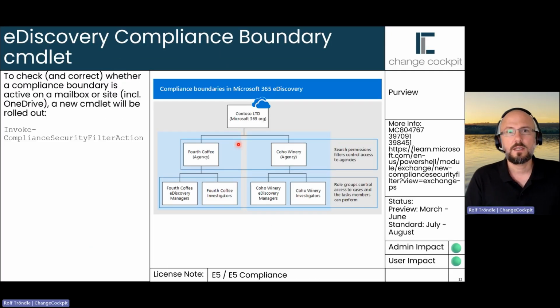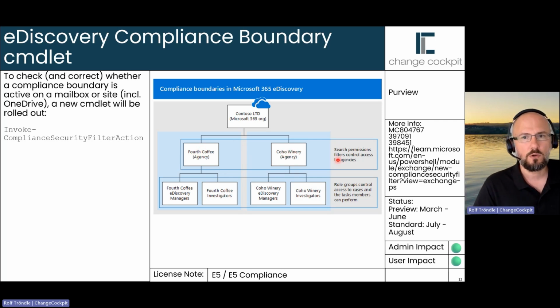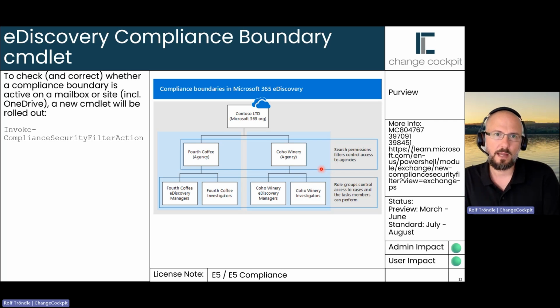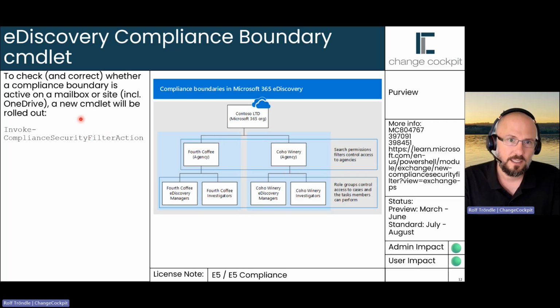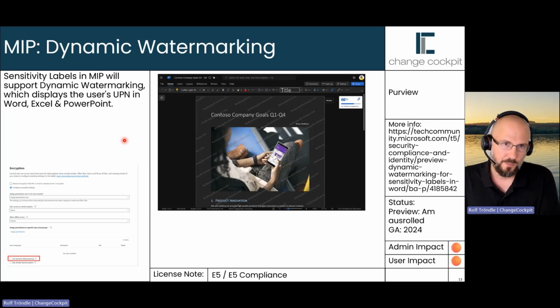Then e-discovery, the compliance boundary will get a new commandlet. So if you configured the compliance boundaries, let's say you work in a company with multiple divisions, with different agencies, and you split the role groups to search all, so they will be able to search only within their compliance boundary, then you can now ensure that these mailbox sites or OneDrives have the correct boundary applied with the Invoke-ComplianceSecurityFilterAction PowerShell commandlet.